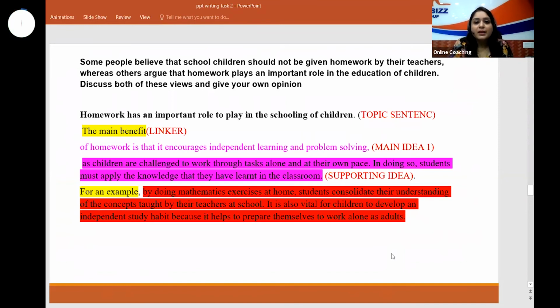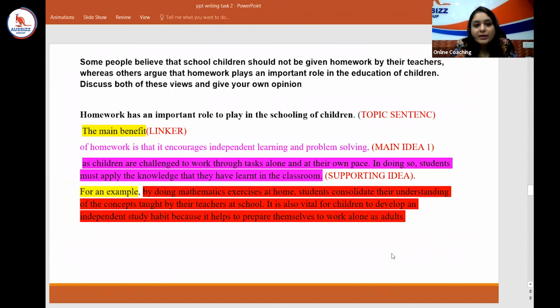school. It is also vital for children to develop an independent study habit because it helps to prepare themselves to work alone as adults. So, if you have seen in the topic, you must include the example also. In either body paragraph, you can add an example. I have added an example of Finland. That's a kind of example as supporting idea plus example. But here, I've clearly mentioned that I have written an example.